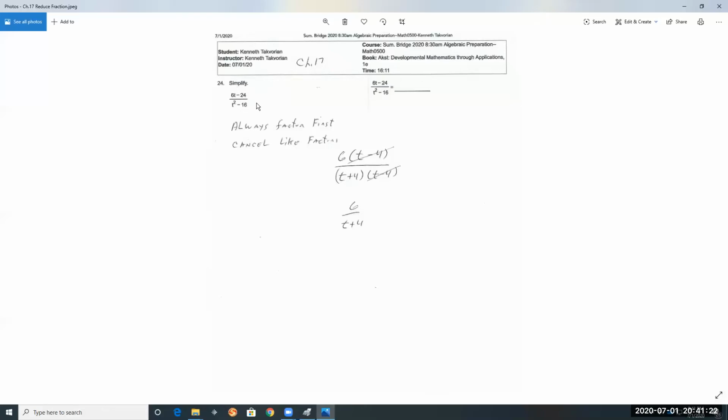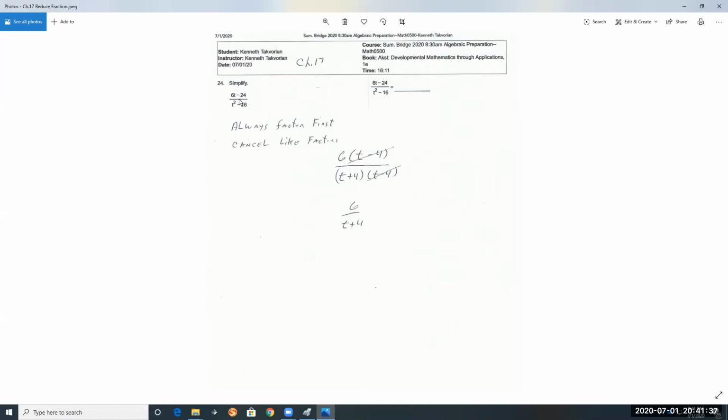In this problem, we have an algebraic fraction. We like to reduce it. You cannot cancel until we have products. So we always must factor the numerator and denominator first. And then we're going to cancel like factors.